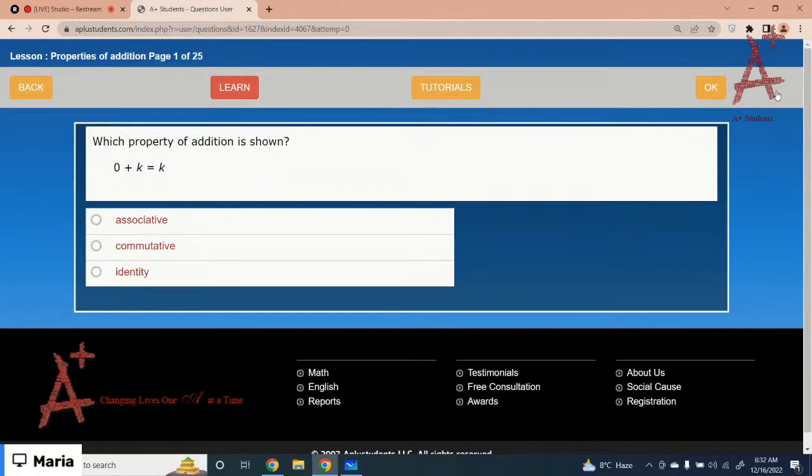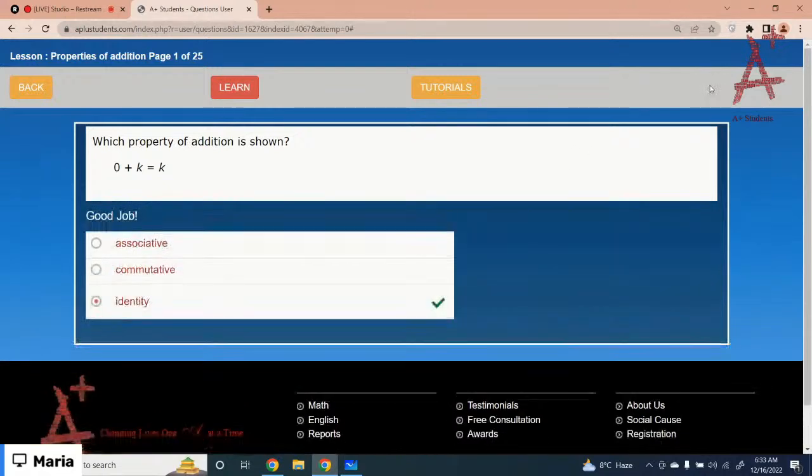Which property is it? The commutative property involves two numbers, and on both sides the numbers must be the same. The associative property involves three numbers, and on both sides the numbers must be the same. So this is the identity. Got it? Adding 0 to any number is the identity. Very good. So select the correct option, then click on the OK button.